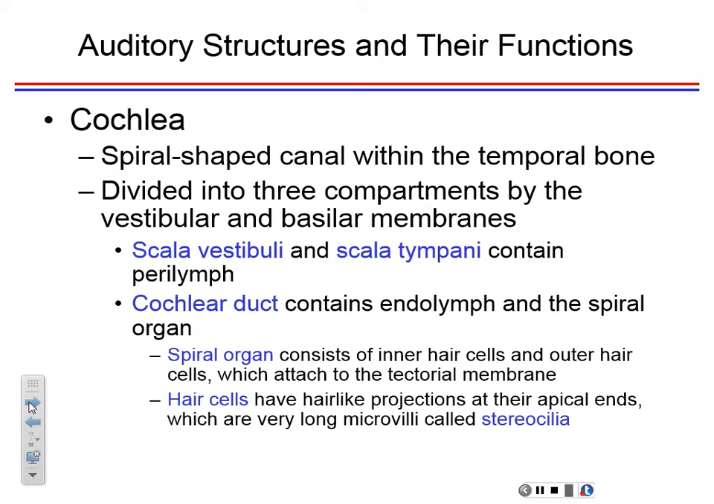You understand? Okay, so the cochlea is spiral shaped. Why do you think the cochlea is spiral shaped? Why not just a straight tube? It's much easier.